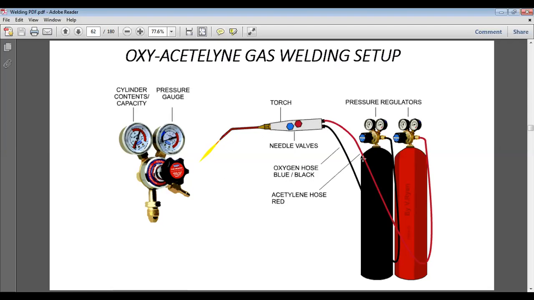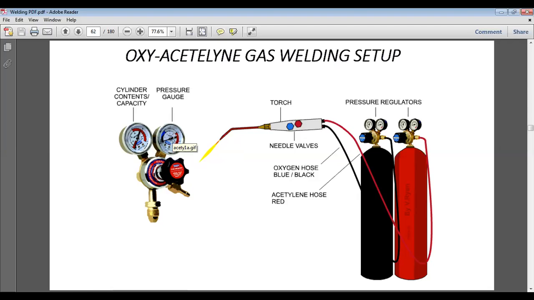So this red hose is carrying acetylene at high pressure, whereas the black or blue hose is carrying oxygen at high pressure. And this is the welding torch. At this place the flame is formed, and at this place the fuel is burned. So we have this arrangement, and you can see the cylinder content capacity. This tells how much capacity the cylinder has. The cylinder holds 14 kg, 20 kg, 22 kg. And this is the current pressure.